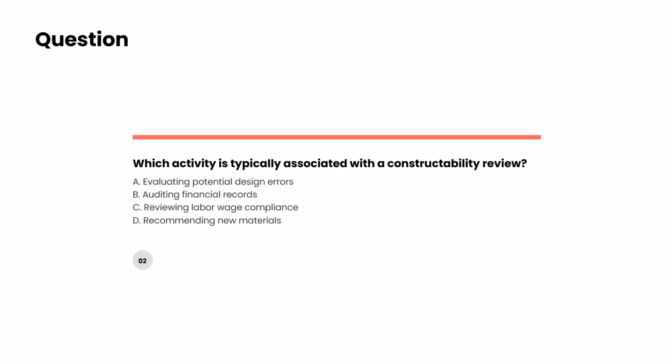Coming to question number 2, which activity type is typically associated with the constructability review? When you are doing constructability review during the design phase, which of these activities is associated with that? Evaluating potential design errors. Potentially design errors, yes. Auditing financial records, no. Reviewing labor compliance, no. Recommending new material, you might recommend new material as a part of constructability review, but it's not typical.